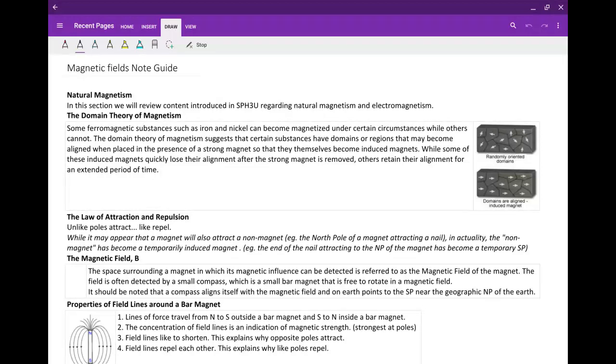Magnetism. Our focus is going to be magnetic fields and how magnetic fields affect particles in motion. Those particles are going to be either electrons or protons.